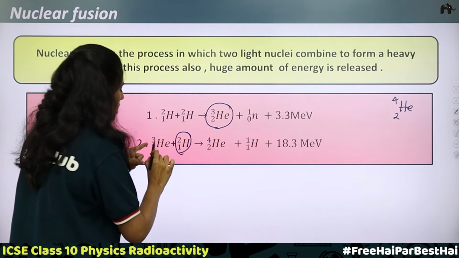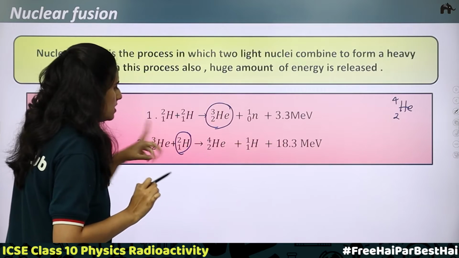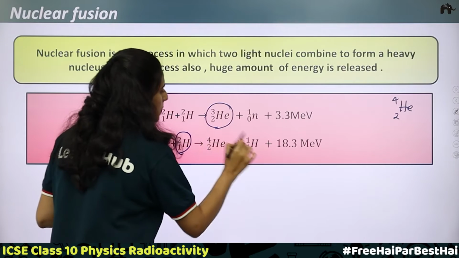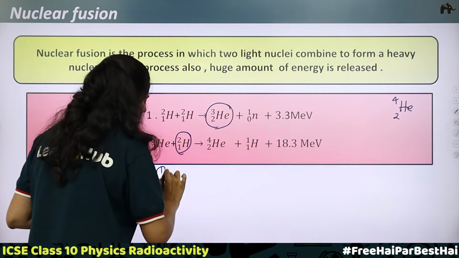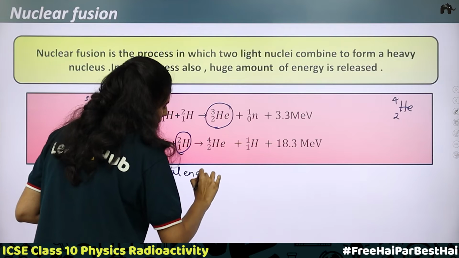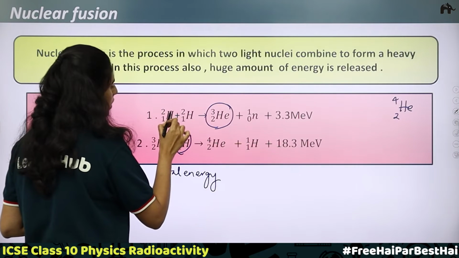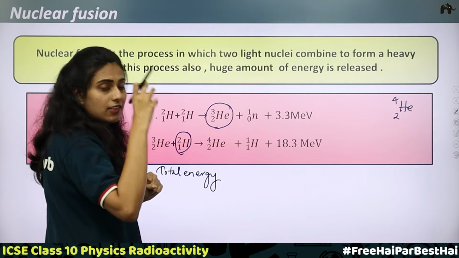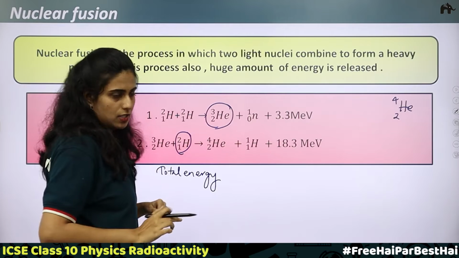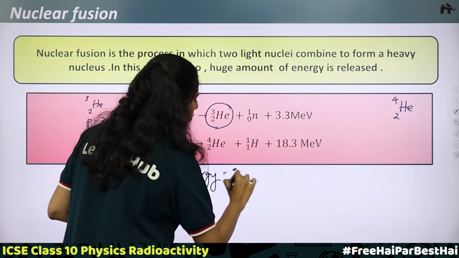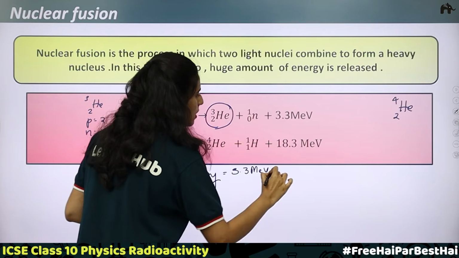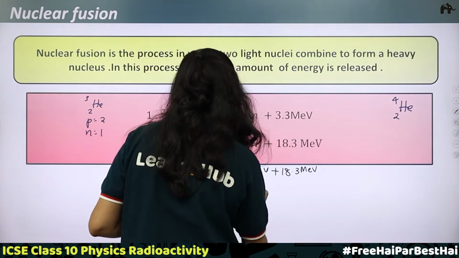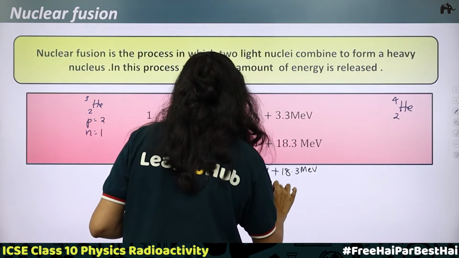Okay. So here again you can check that 2 plus 1, atomic number is 3, 2 plus 1, atomic number is 3. Mass number 3 plus 2, 5, 4 plus 1, 5. Okay. So what is the total energy that is released? When you are taking 3 deuterium nuclei, they fuse together to form a helium atom. Total energy will be equal to 3.3 MeV plus 18.3 MeV, that is equal to 21.6 MeV.